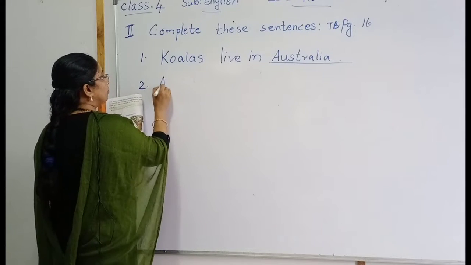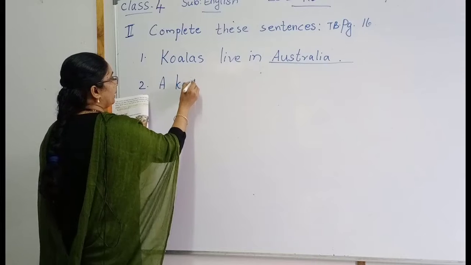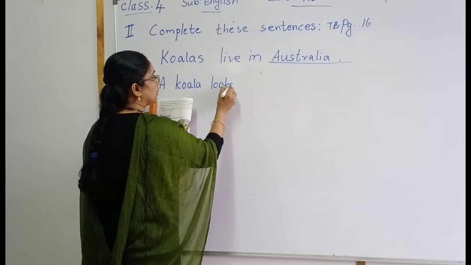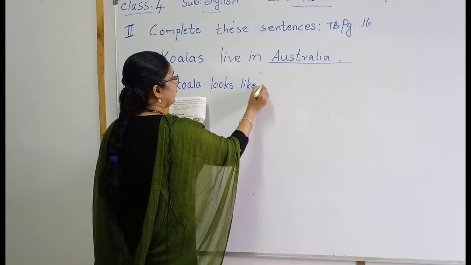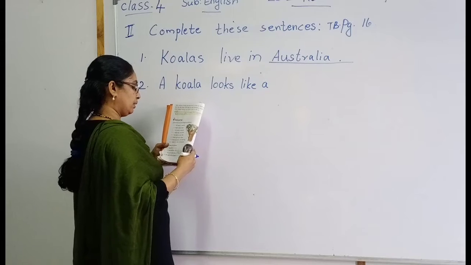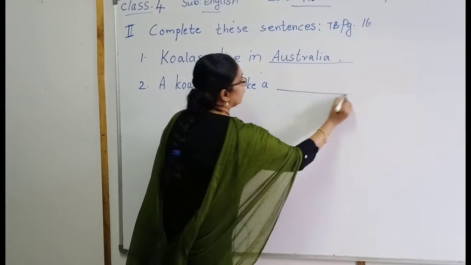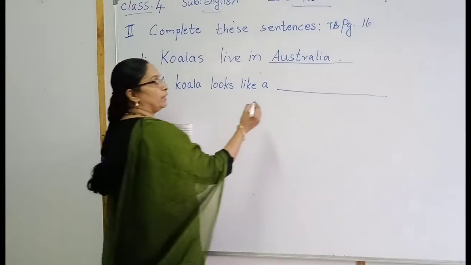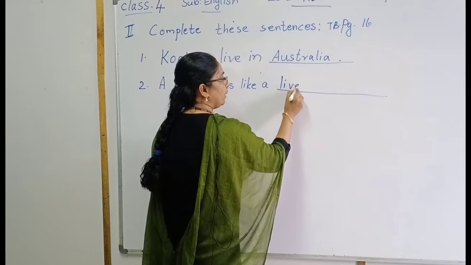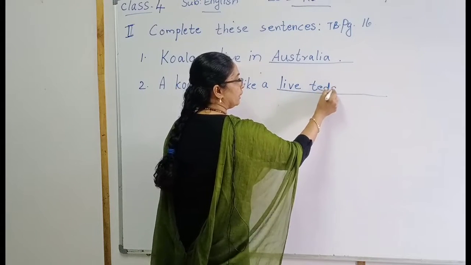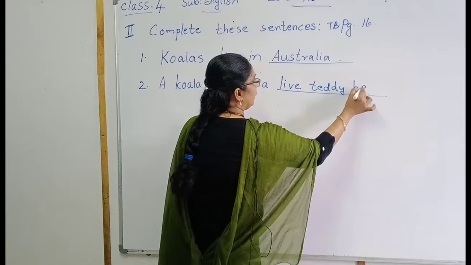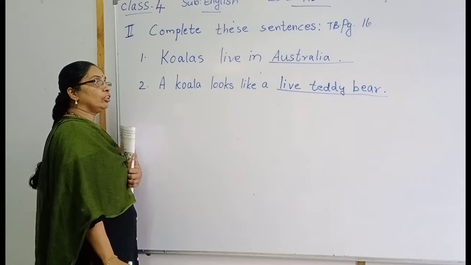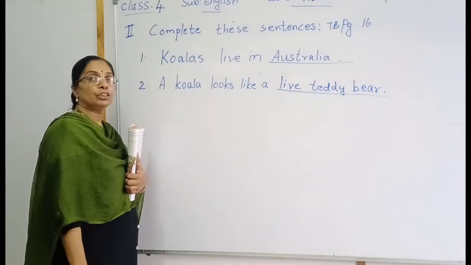The next, second one. A koala looks like, what, children? Dash. A koala looks like a live teddy bear. Live teddy bear. Read the sentence. A koala looks like a live teddy bear.